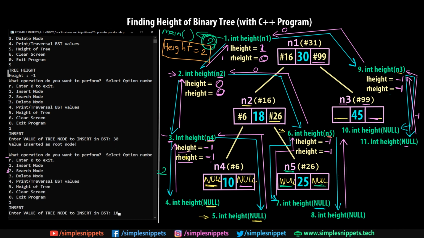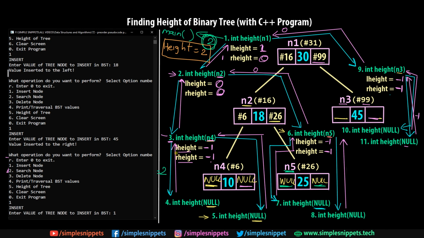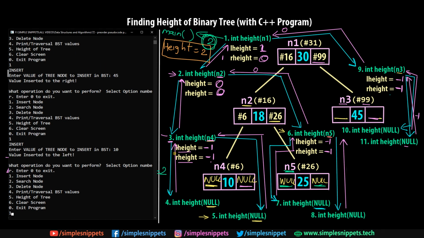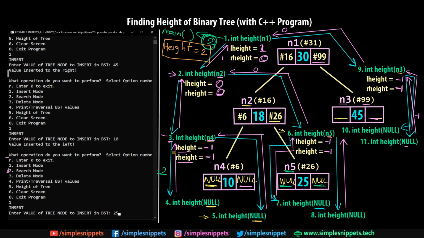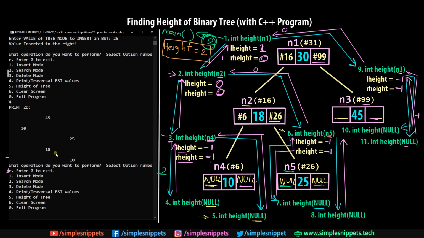Again, let's insert one more. It is 18. Let's insert one more. It is 45. Inserting one more. It is 10. And inserting one more. It is 25. Now to see the entire tree that we've just created in our command prompt, you can see we have option number 4, which is printing or traversal. When I hit option 4, this is where our tree is printed.